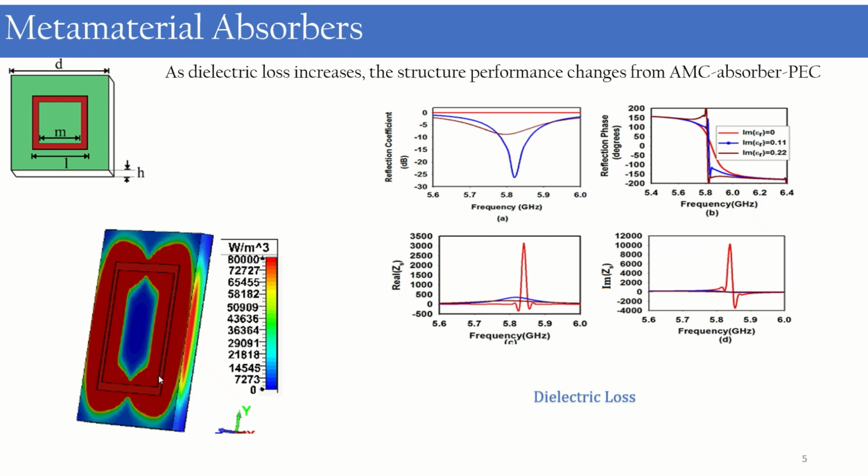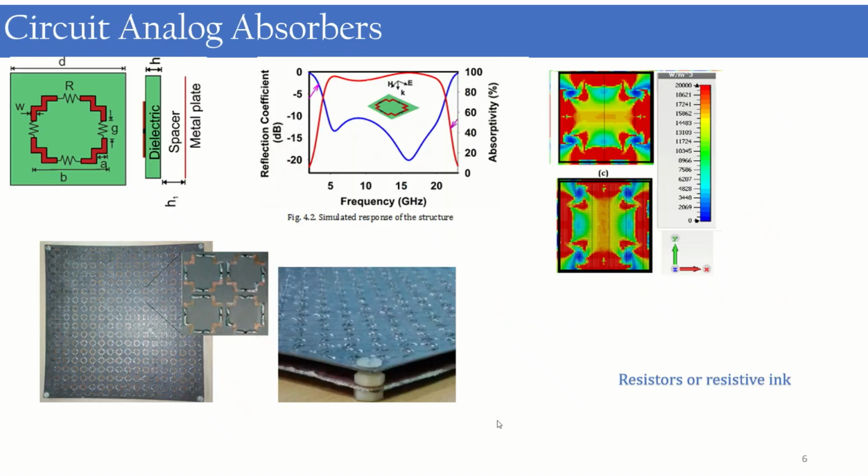And this is a power loss density distribution graph. Here you can see that at the resonant frequency, all the power is getting lost in the dielectric. So the metamaterial absorber uses the dielectric loss for perfect absorption. And next is the circuit analog absorber.